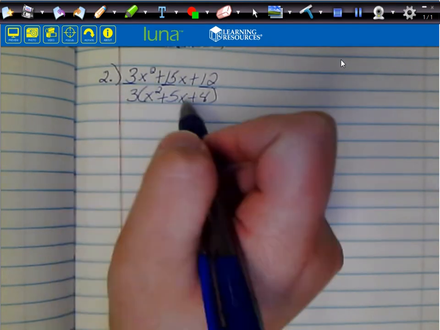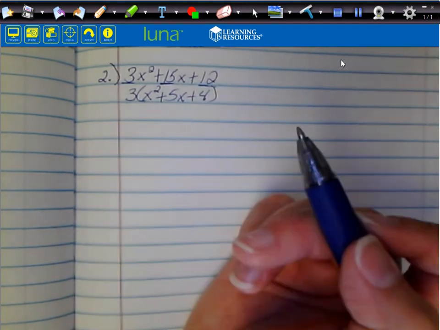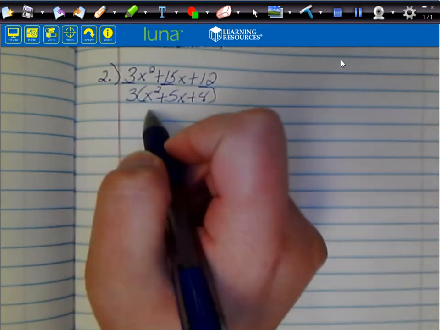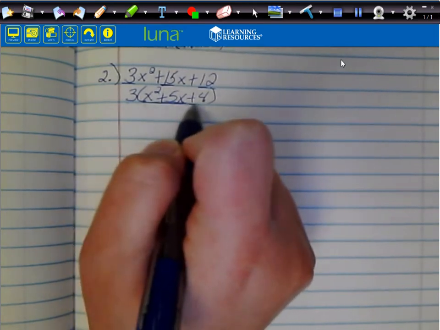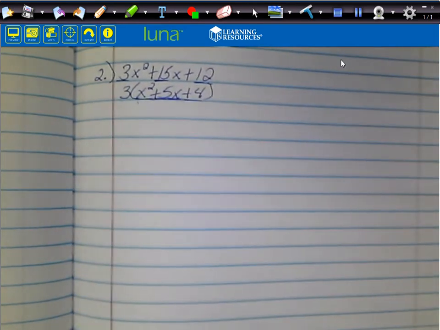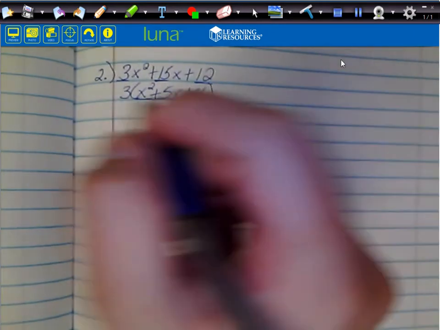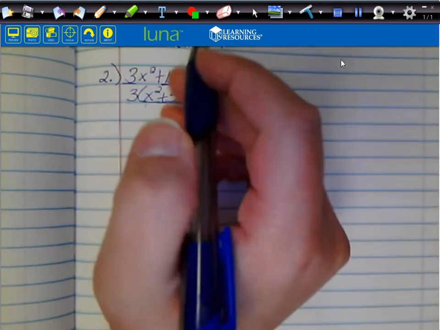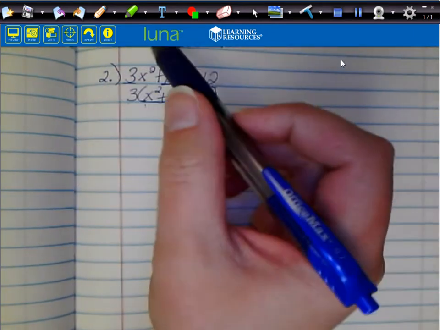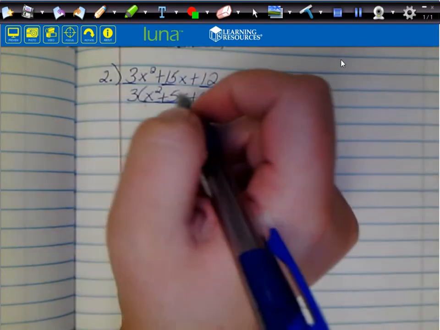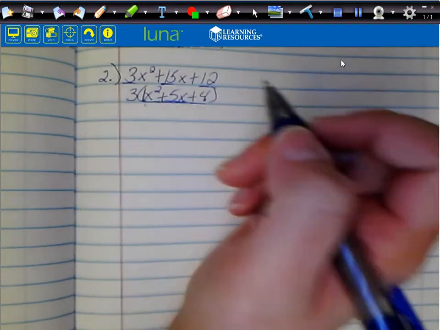So now, the first day, whenever we factored out a GCF, we got to stop right here. Today, we're going to keep going, and we're going to factor what's left right here. I have x squared plus 5x plus 4. So again, I'm going to do this using my new method where I'm going to break it down into 4 terms and factor by grouping. And I'm actually going to go ahead and put that 1 right there.